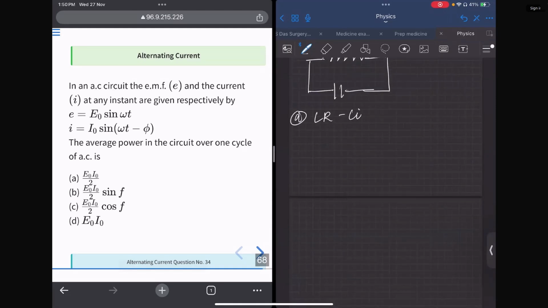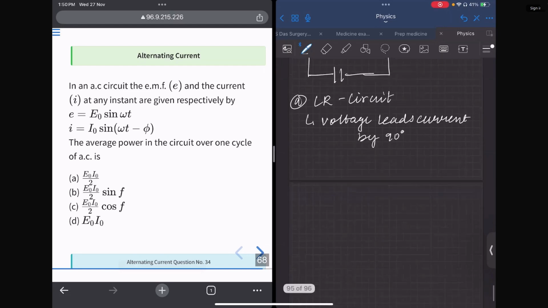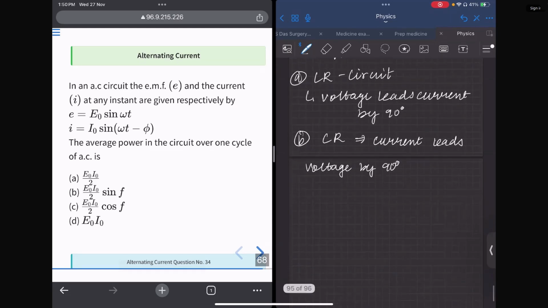In an LR circuit, voltage leads current by 90 degrees. In a CR circuit, we have a capacitor and resistance, and current leads voltage by 90 degrees. And in an LCR circuit, it would be relative.